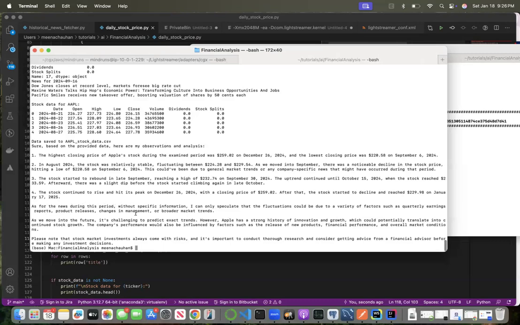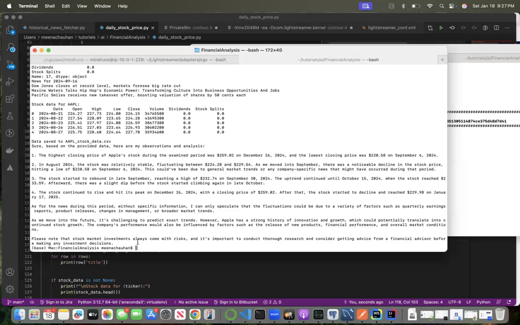So as for the news during this period, without specific information, I can only speculate that the fluctuations could be due to a variety of factors such as quarterly earning reports, product releases, changes in management, and broader market trends. As we move into the future, it's challenging to predict exact trends, because I asked it to predict. However, Apple has a strong history of innovation and growth, which could potentially translate into continued stock growth. The company's performance would also be influenced by factors such as release of new products, financial performance, and overall market conditions. And again, the OpenAI disclaimer.